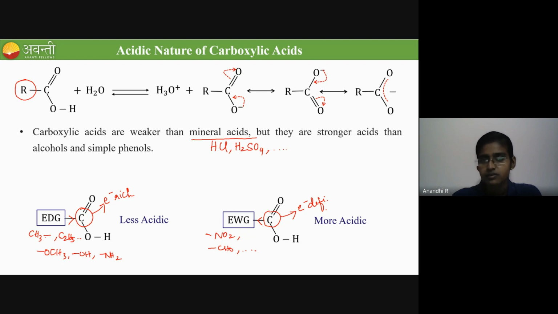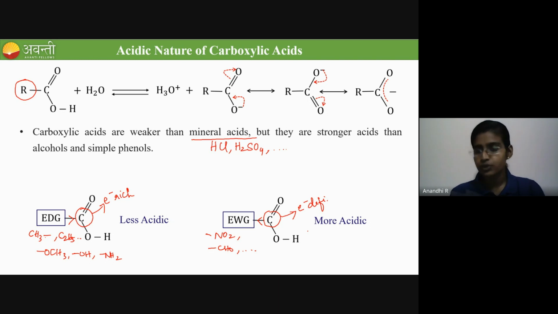Got it? Is the acidic nature of carboxylic acid concept clear to you all? If it is clear, just let me know. So the last concept which I have discussed here is very important. If an electron donating group is attached, it is less acidic. If an electron withdrawing group is present, it is more acidic. Because you will get questions from this concept.